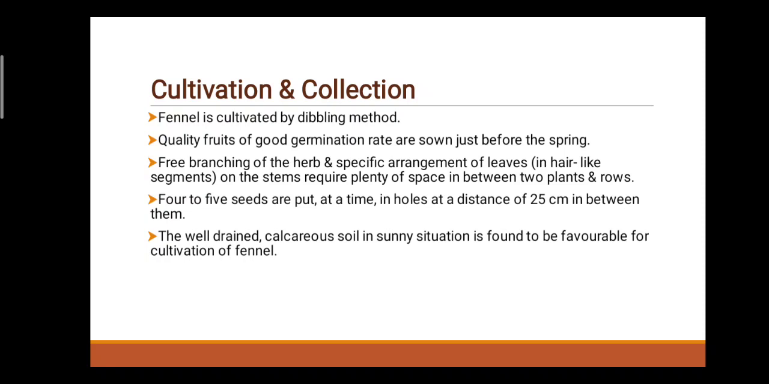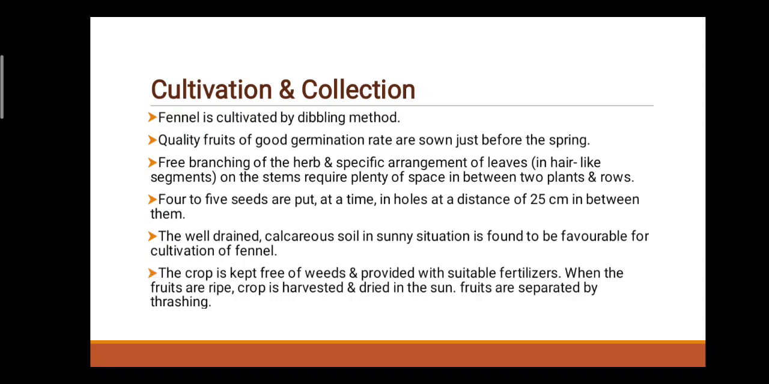The well-drained calcareous soil in sandy situations is found to be favorable for cultivation of fennel. The crop is kept free of weeds and provided with suitable fertilizers. When the fruits are ripe, the crop is harvested and dried in the sun. Fruits are separated by threshing.